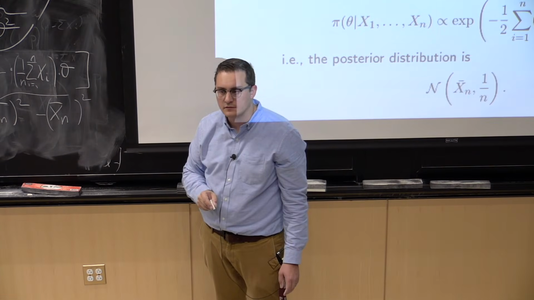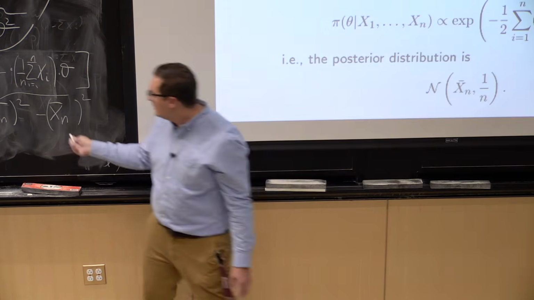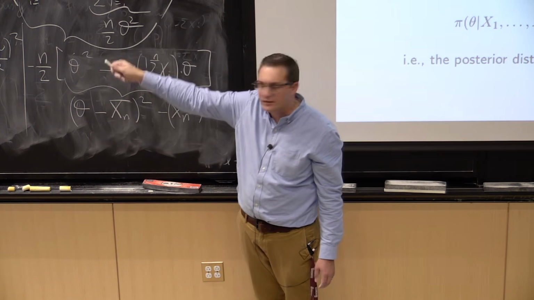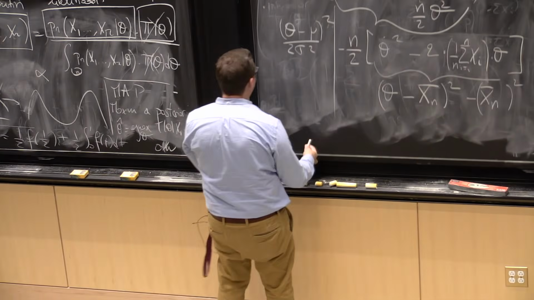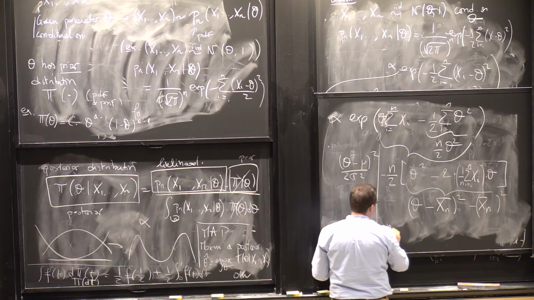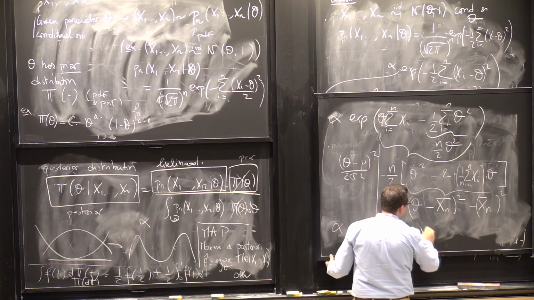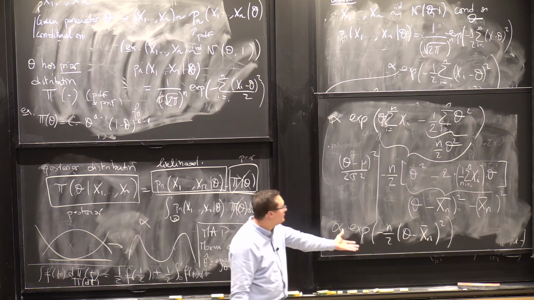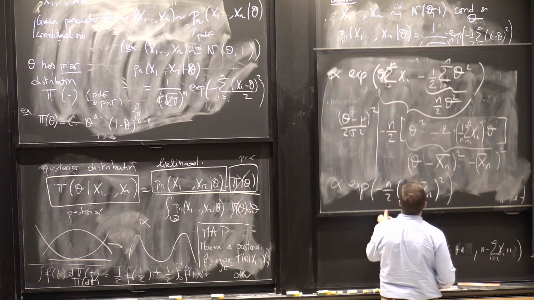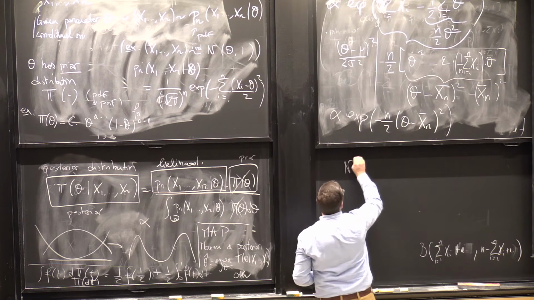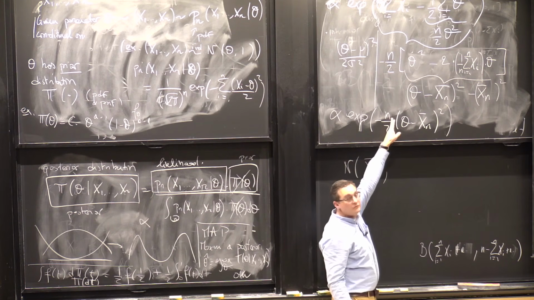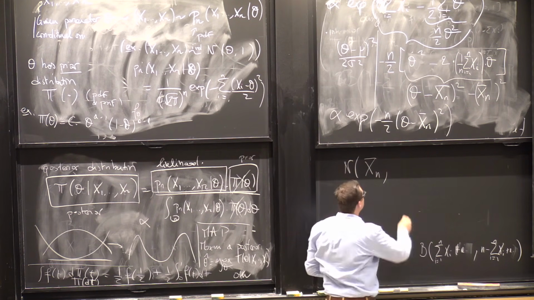OK? So I just complete the square. And then I actually really don't care what this thing actually was, because it's going to go again in the little alpha sign over there. So this thing eventually is going to be proportional to exponential of minus n over 2 times theta minus xn bar squared. And so we know that if this is a density that's proportional to this guy, it has to be some normal with mean xn bar and variance, well, this is supposed to be 1 over sigma squared, this guy over here, this n. So that's really just 1 over n.